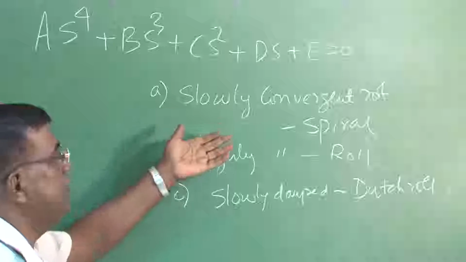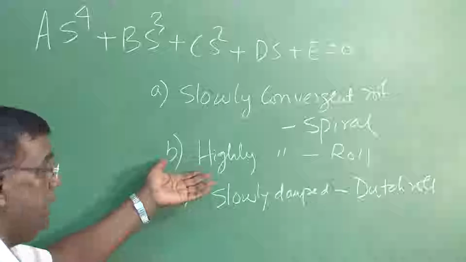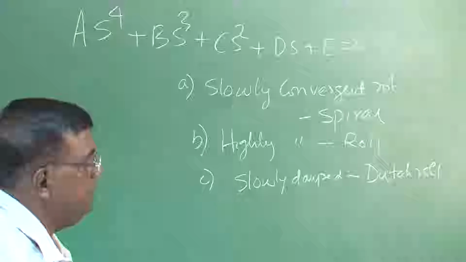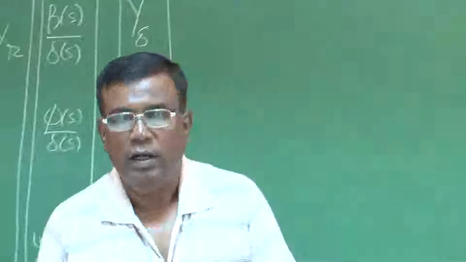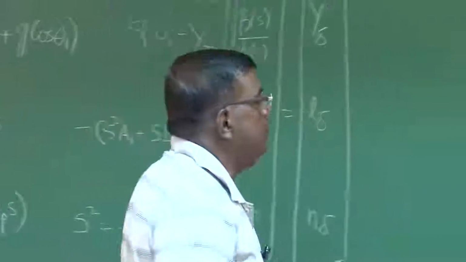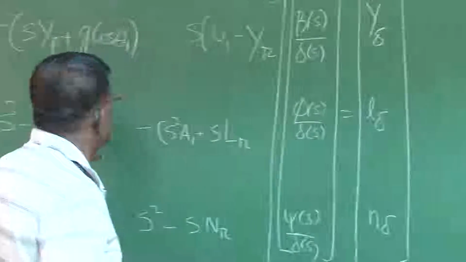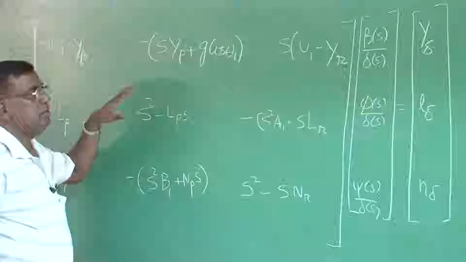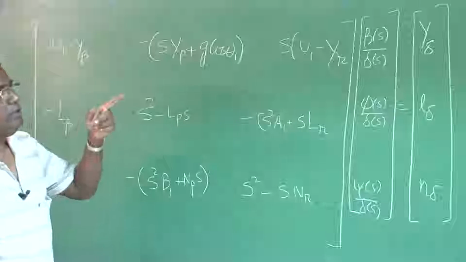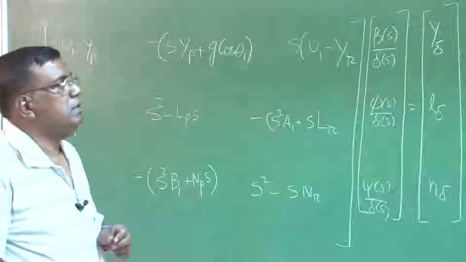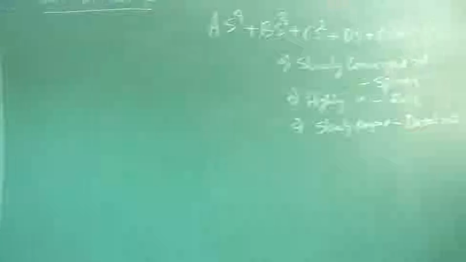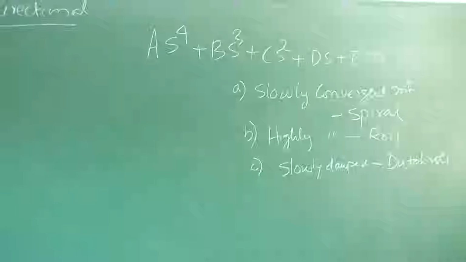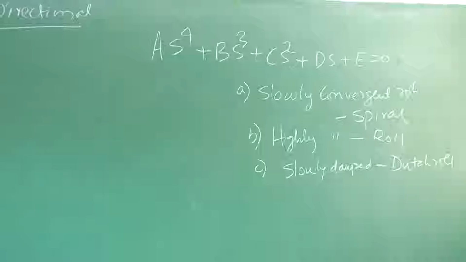One is a slowly convergent root, a real root, then a highly convergent real root with negative sign, and a slowly damped Dutch roll, which is like oscillatory roots. We'll now try to use this matrix equation and take the determinant equal to 0 to find the characteristic equation AS^4 plus BS^3 plus CS^2 plus DS plus E equal to 0. We will now simplify this for spiral, roll, as well as Dutch roll mode.